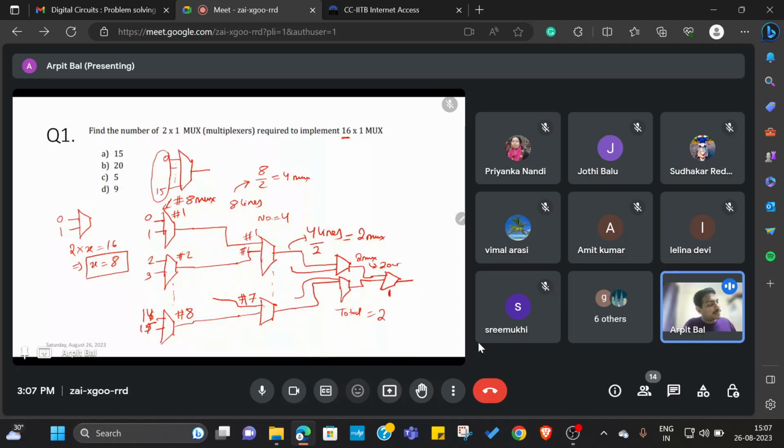Here we have 1. So the total number of multiplexers that we need is, at the input we needed 8. At the intermediate stage we needed 4. Then we needed 2. And then we needed 1. So in total it is 15 muxes.